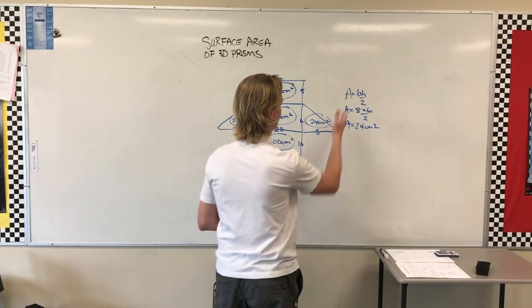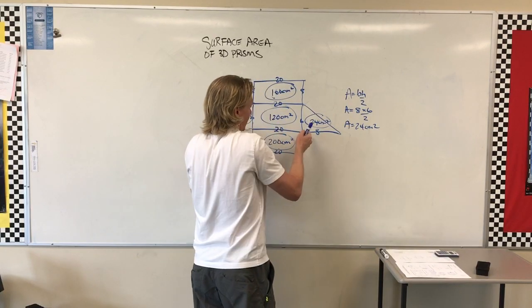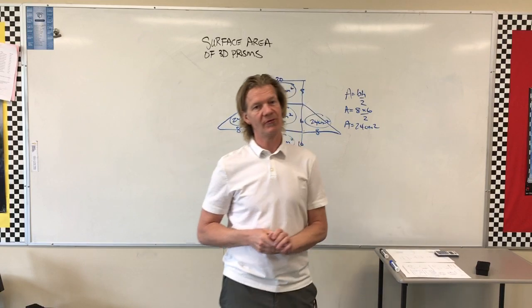Volume would be this, right? The area of one of the ends, 24, and then multiply that by how long this prism is, 20, and you would get 480 centimeters cubed for volume.